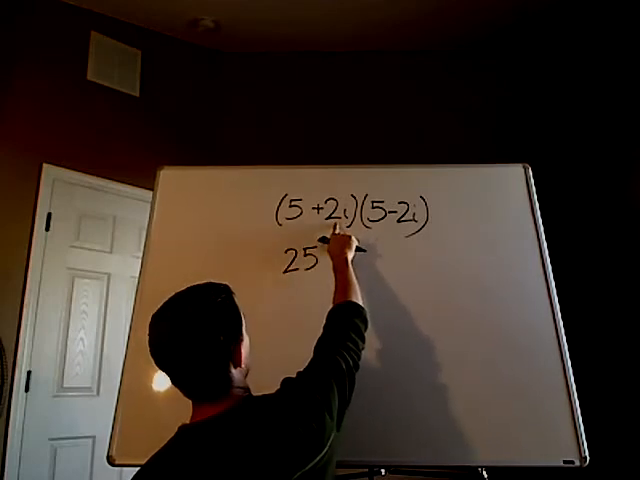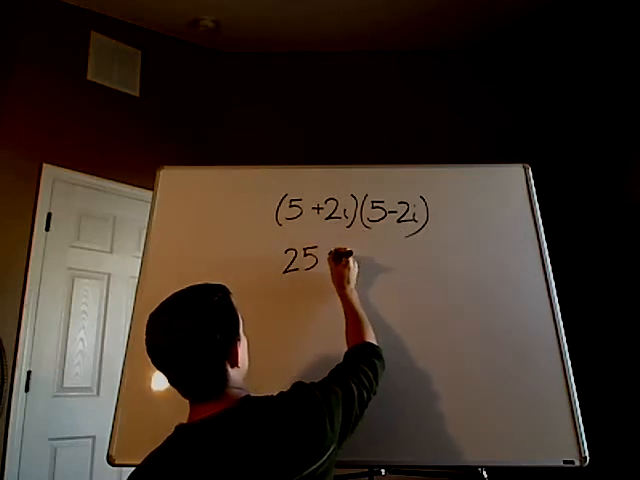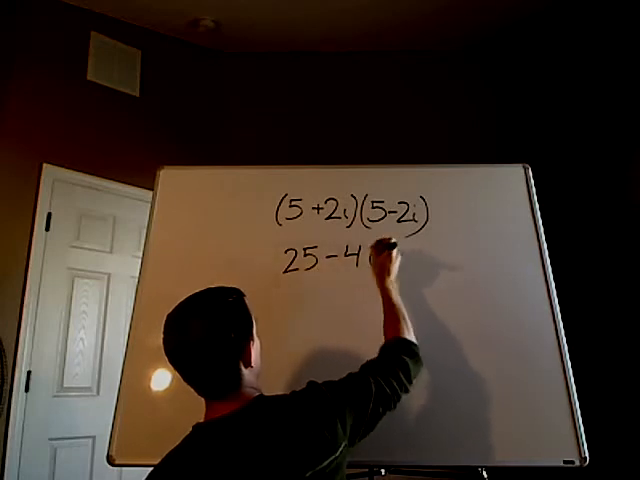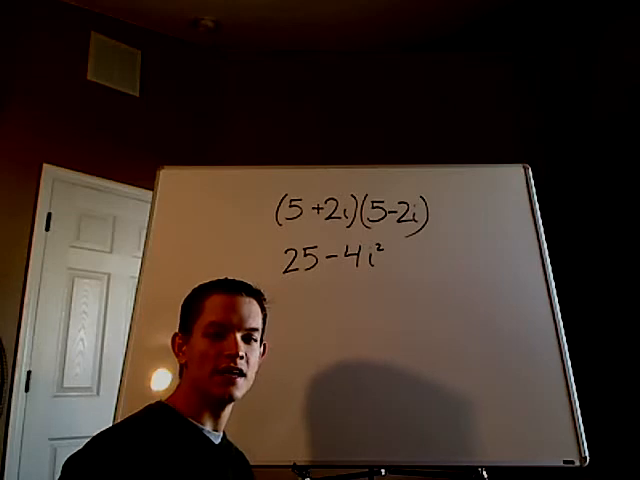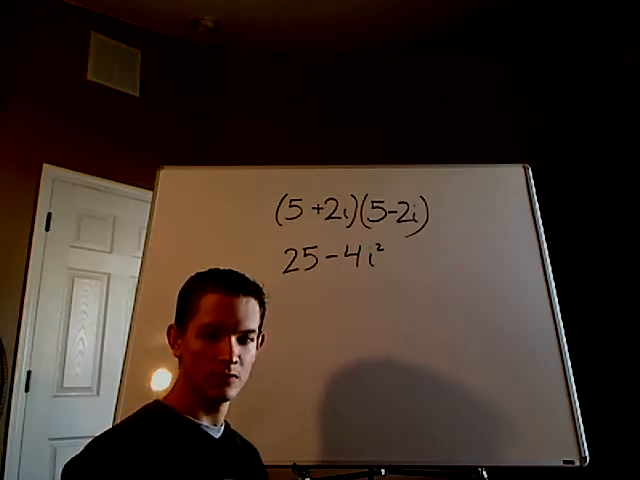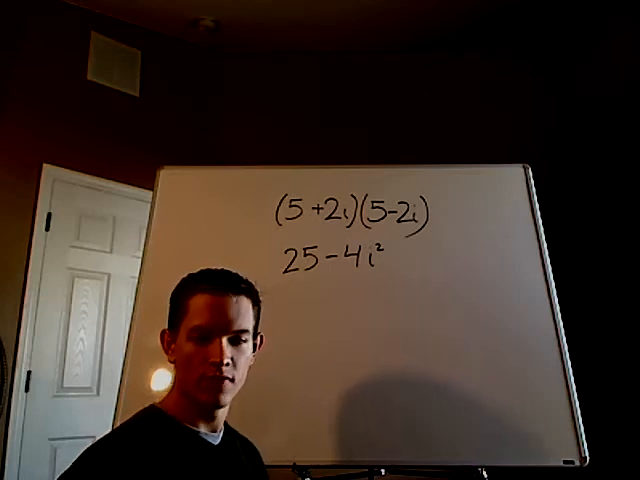Then you have 2i, positive 2i times a negative 2i. That gives you minus 4i squared. Again, since you're dealing with i, treat the i like a variable. So x times x, yeah, it's x squared. So i times i would be i squared, right?